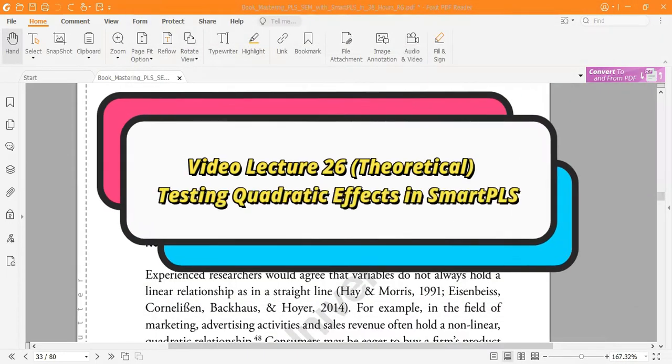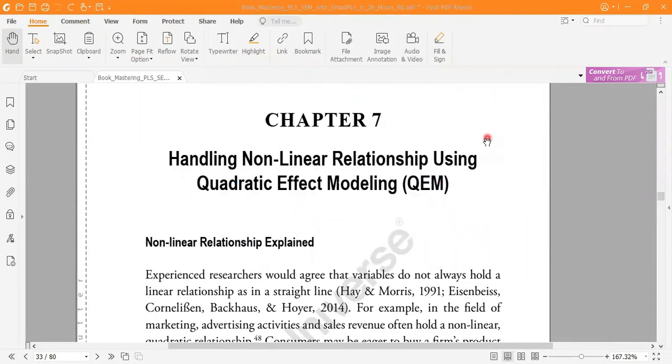Dear viewers, in this video, I'm going to discuss a very important topic: quadratic effect modeling. Dear friends, normally we are finding linear relationships. Whenever we are working on our data, we always work on the linear relationship. So sometimes we have a relationship that is non-linear. In this case, what should we do? Sometimes it may become a big problem. So this video is going to solve that problem.